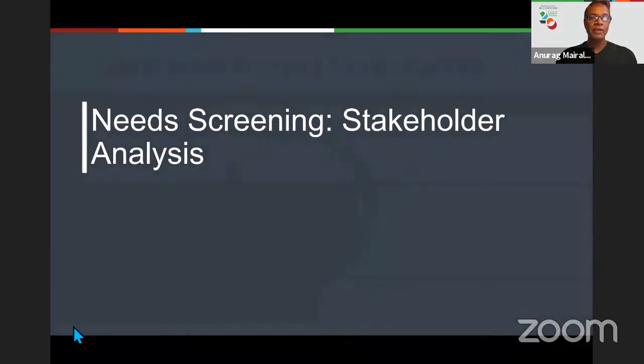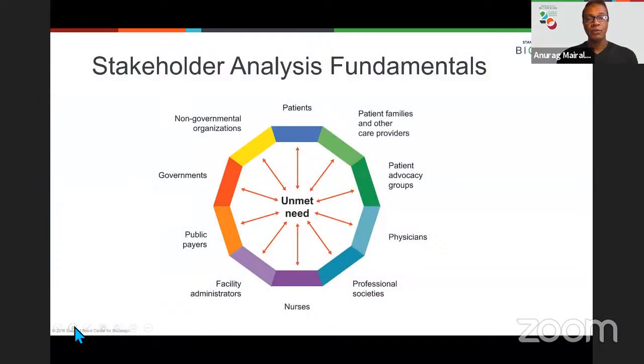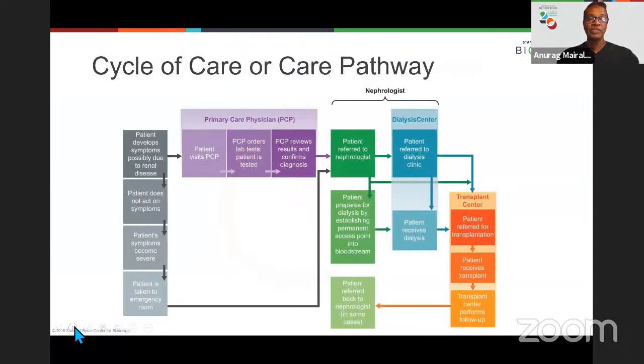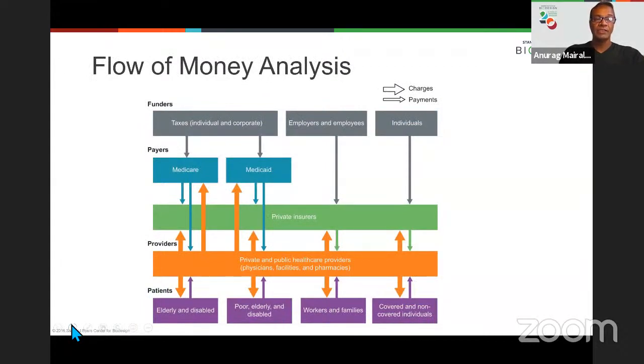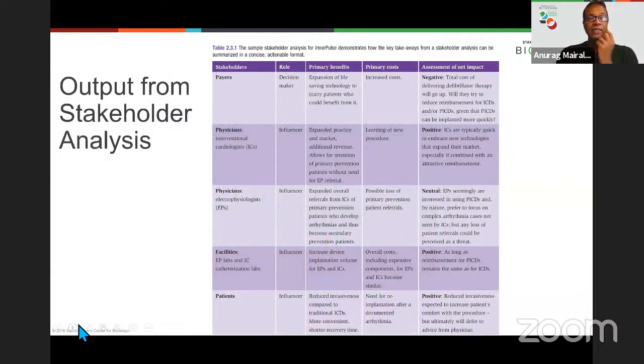We talked about stakeholder mapping earlier, and your understanding of the stakeholder ecosystem and its role in the adoption of the solutions that you're developing is really critical, right? So here's an example of a care pathway or cycle of care for a nephrology need, basically. That helps you understand who the stakeholders are. You can do a flow of money analysis with them, and that ultimately leads to an output of this kind. This is a lot of work, and I'm not asking you to do this, but I've included all of these slides in case you want to come up with one for yourself, for those of you who are interested.